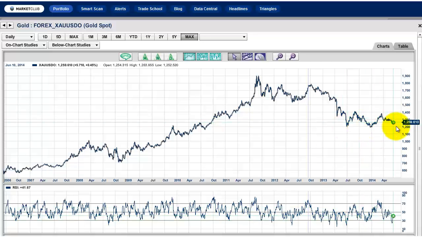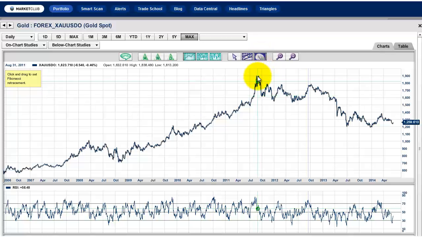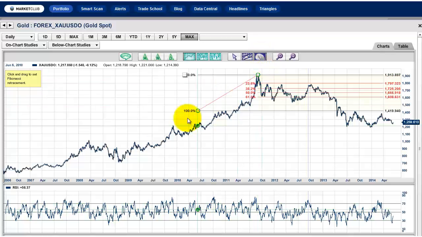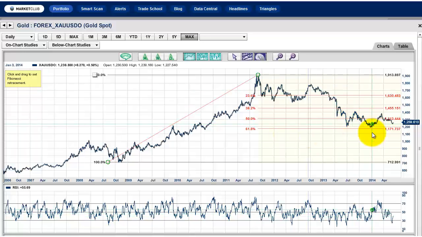Right around this 1200 level is very, very good support in my opinion, and the reason why is because of this. We're going to go to our Fibonacci tool. We click from the very highs, click and hold, and drag down to the most recent major low, which I consider to be right here. It takes you right back to the 50%, 61% Fibonacci retracement levels, which offer good support.